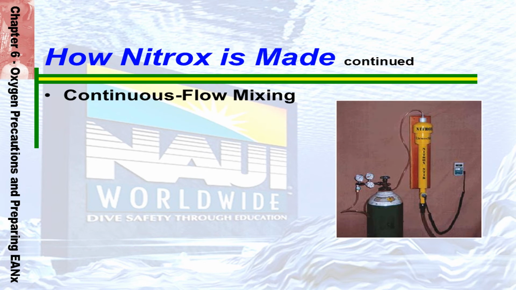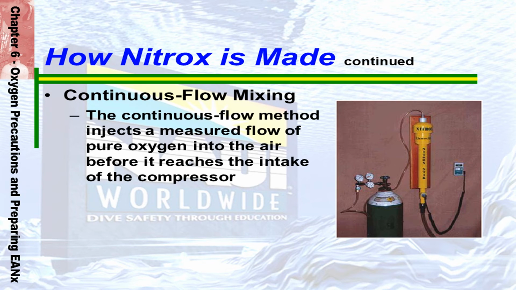Continuous flow mixing was the method that was first used by Noah. The continuous flow method injects a measured flow of pure oxygen into the air before it reaches the intake of the compressor. The oxygen-air mixture is then compressed.